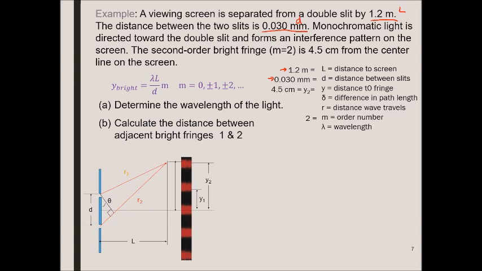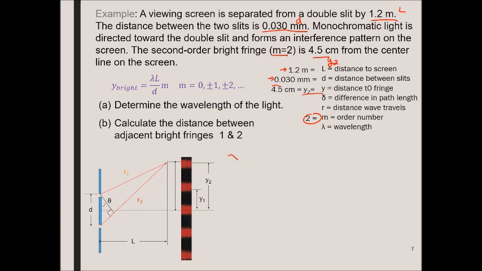The second order bright fringe, that means m is equal to 2, is 4.5 centimeters from the center. So from the center of the screen, that's our y value. So that's y, and we would label it with a subscript 2. So the first thing we want to find is to determine the wavelength of this particular light.